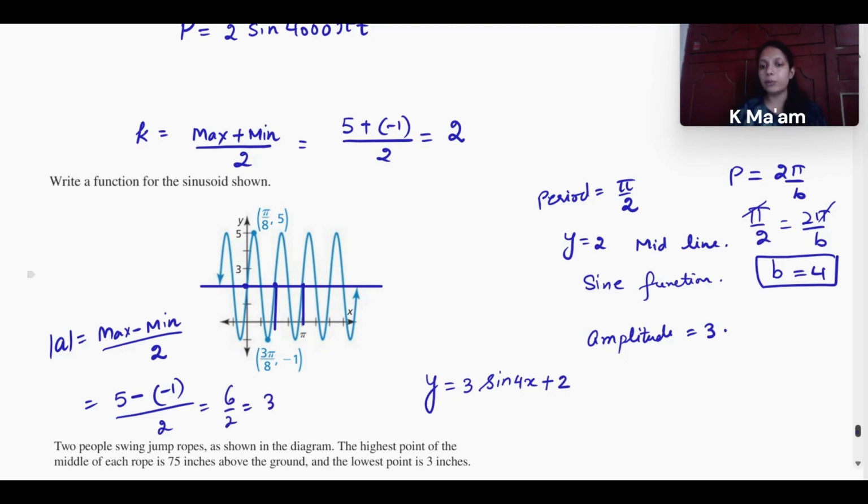So the amplitude is 3. Because the function is starting from down to up, it's a simple function. It's not a reflection, so it's a positive a. Done. This is the last function that we have to create.